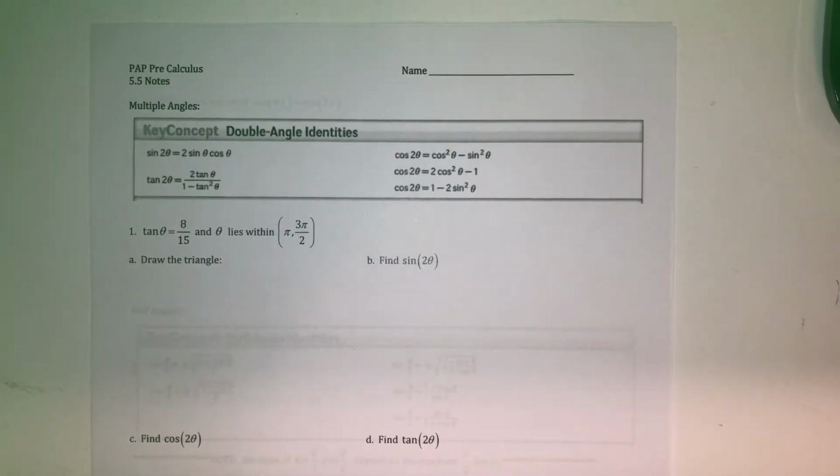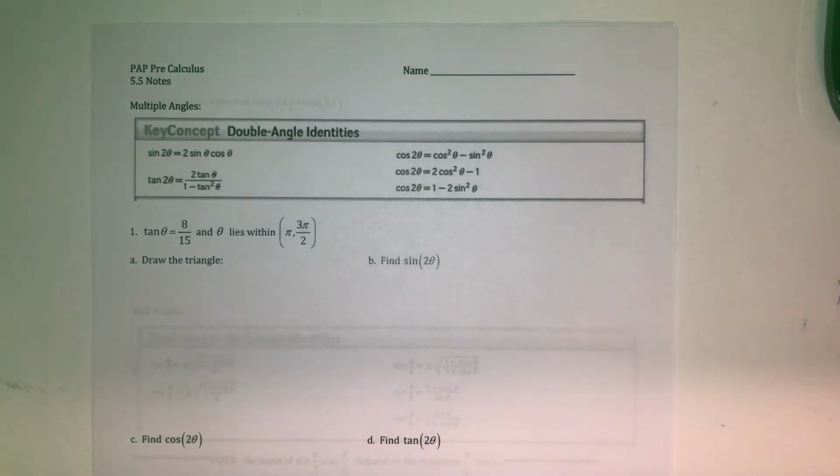The sine of 2 theta is 2 times the sine of theta times the cosine of theta. The tangent of 2 theta is 2 times the tangent of theta divided by 1 minus the tangent squared of theta. And the cosine of 2 theta has 3 separate formulas.